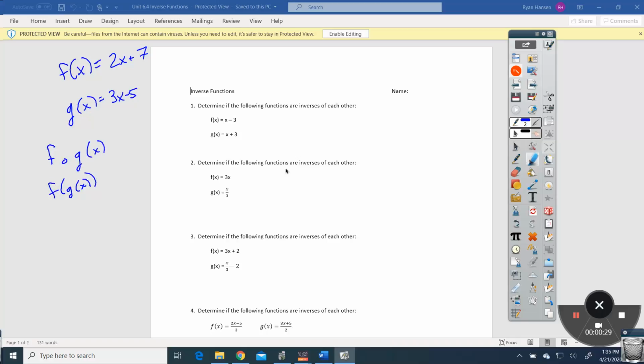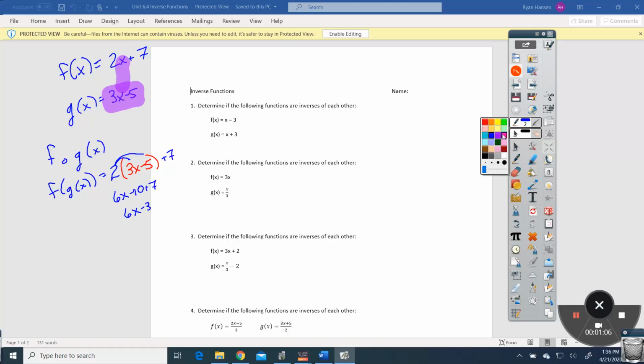What that means is we're going to take the second one. See how this g is inside of f? We plug this stuff into that x right there. So it's going to look like this: 2 parentheses, the g equation, and then we distribute, so I'd have 6x minus 10 plus 7. So I'd have 6x minus 3 would be the function composition f of g.